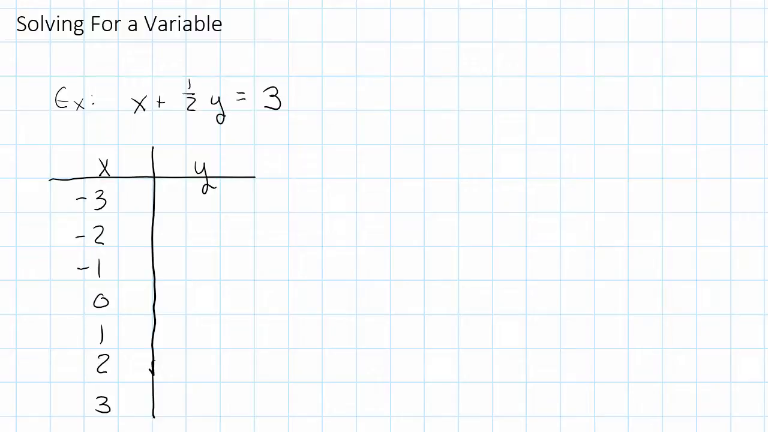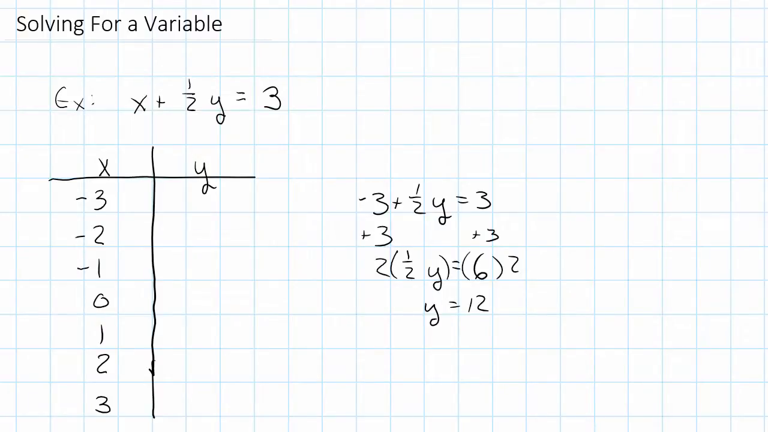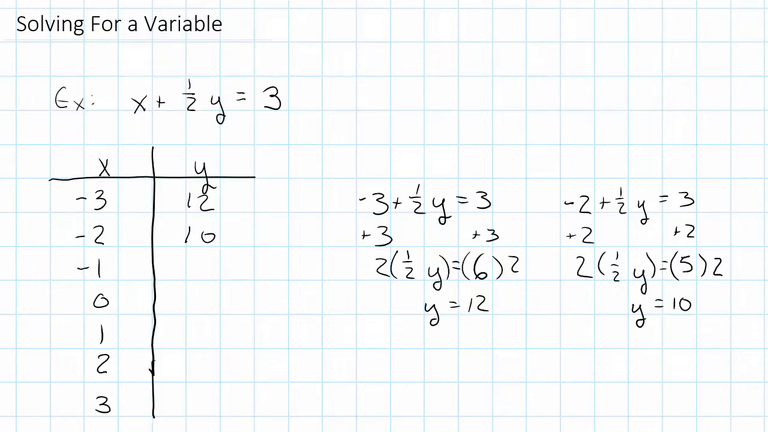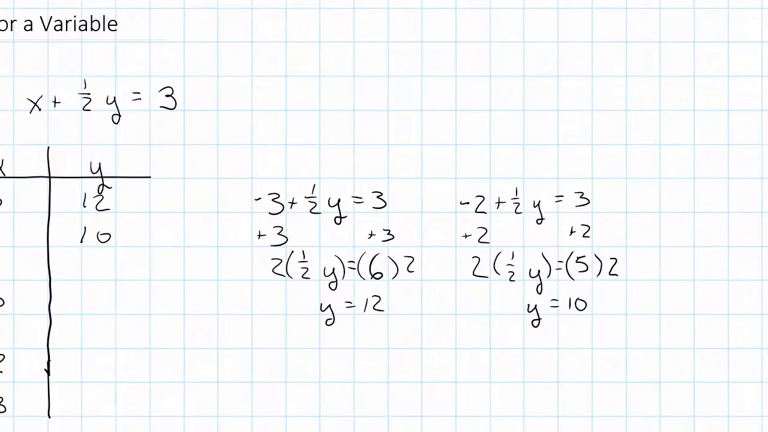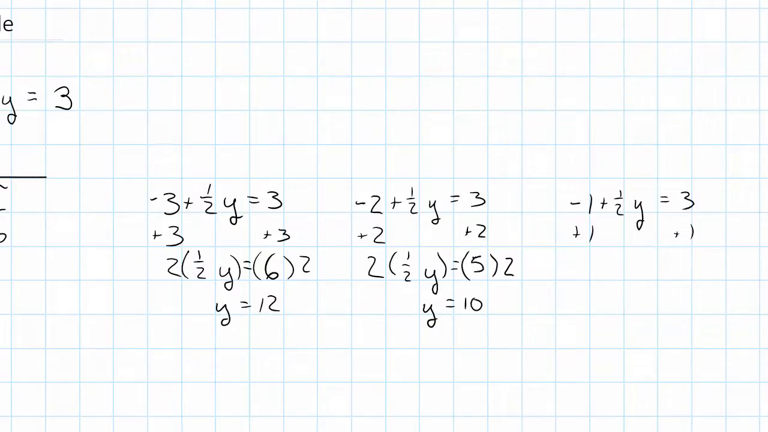Now, we could plug in each value for x and solve this equation. So we could plug in x equals -3, add 3 to both sides, multiply both sides by 2, get y equals 12. Then plug in -2, add 2 to both sides, multiply both sides by 2. Do the same thing with -1. Add 1 to both sides, multiply both sides by 2.